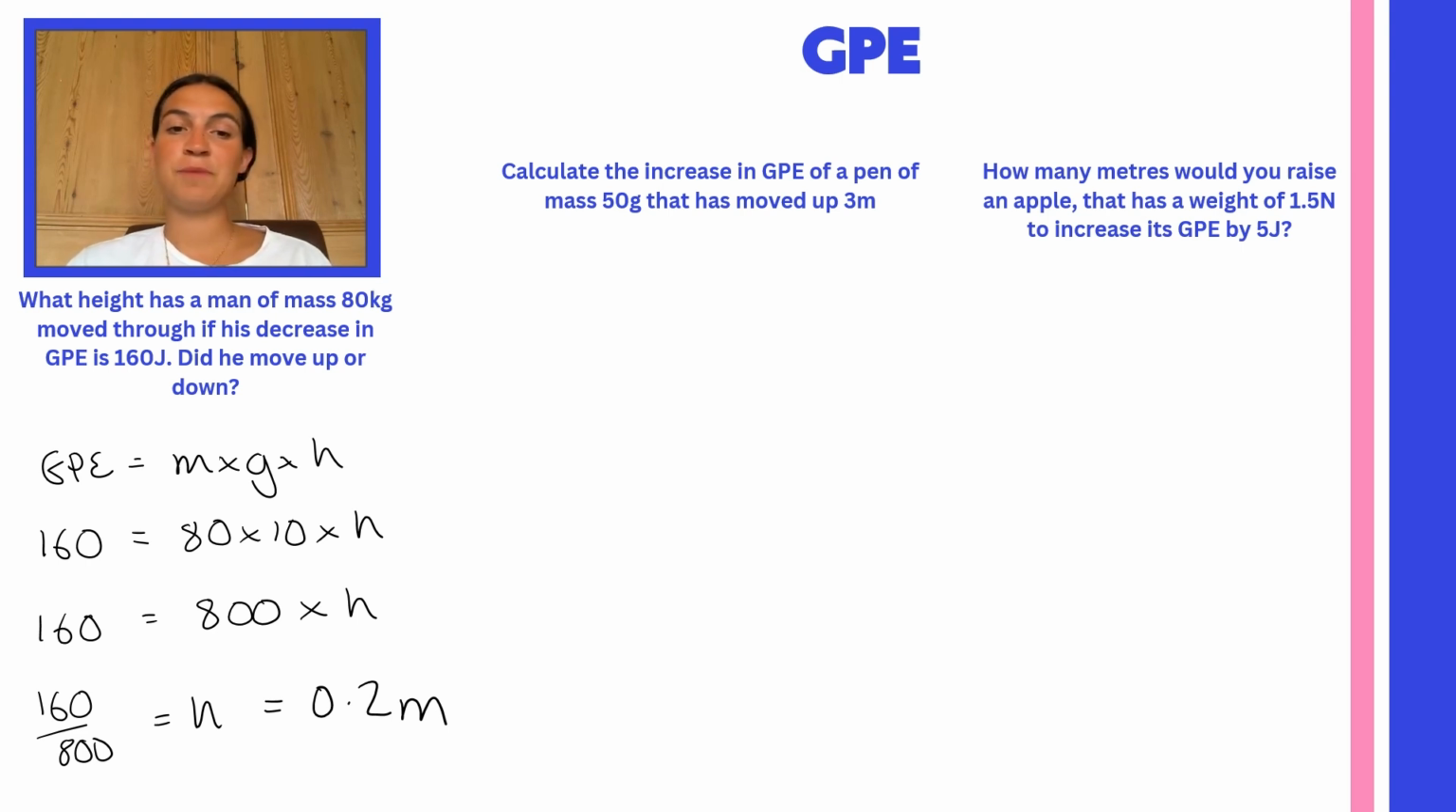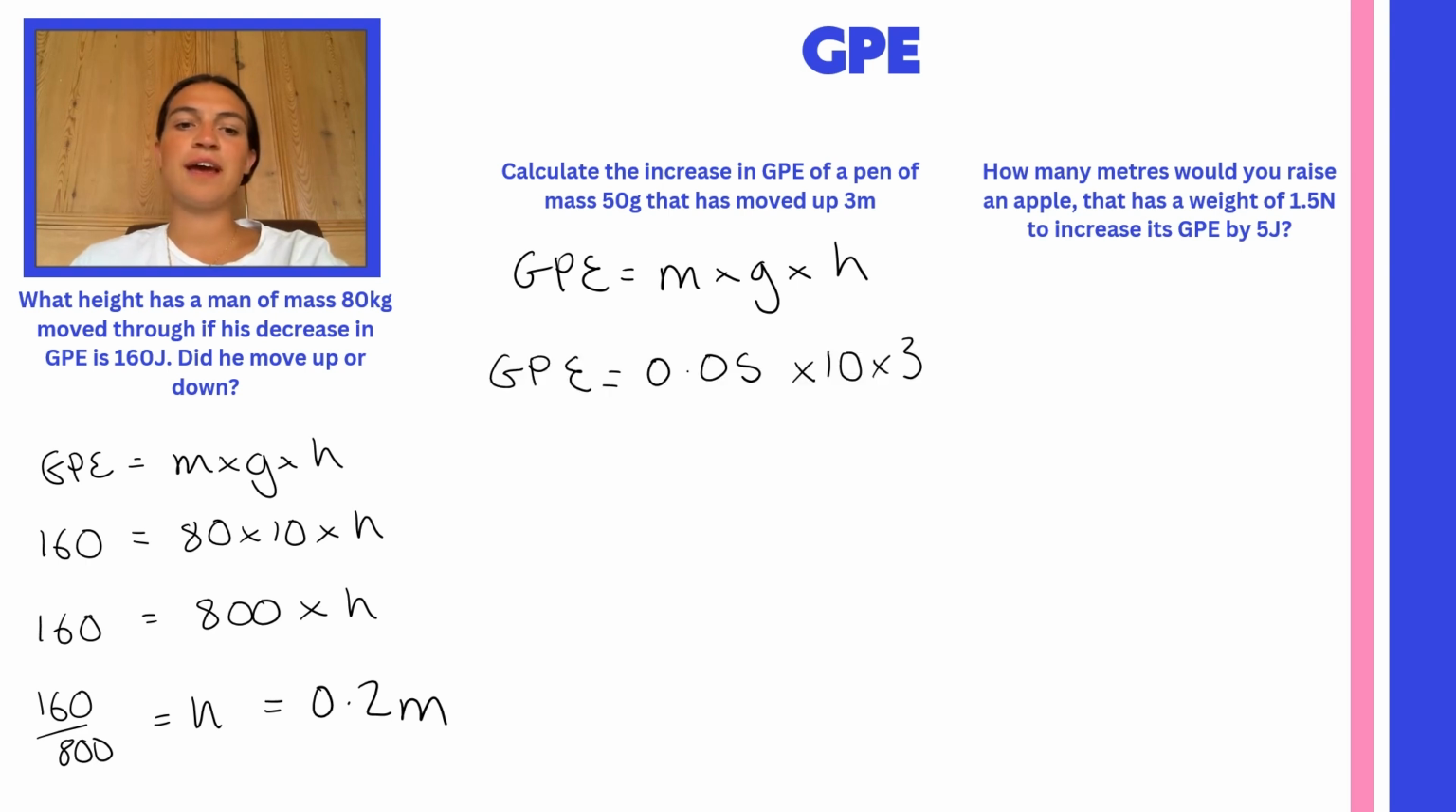Calculate the increase of GPE of a pen of mass 50 grams that has moved up 3 meters. So again, let's start with our formula. GPE equals m times g times h. So plugging in our numbers, GPE equals, now that's 0.05. What I've done there is I've divided that 50 grams by 1,000. And hopefully by this point in the course, you're working out why I might have done that. And that is because my mass needs to be in kilograms instead of grams. Okay, multiply by g 10, multiply by 3, my height, and that gives me 1.5 joules.